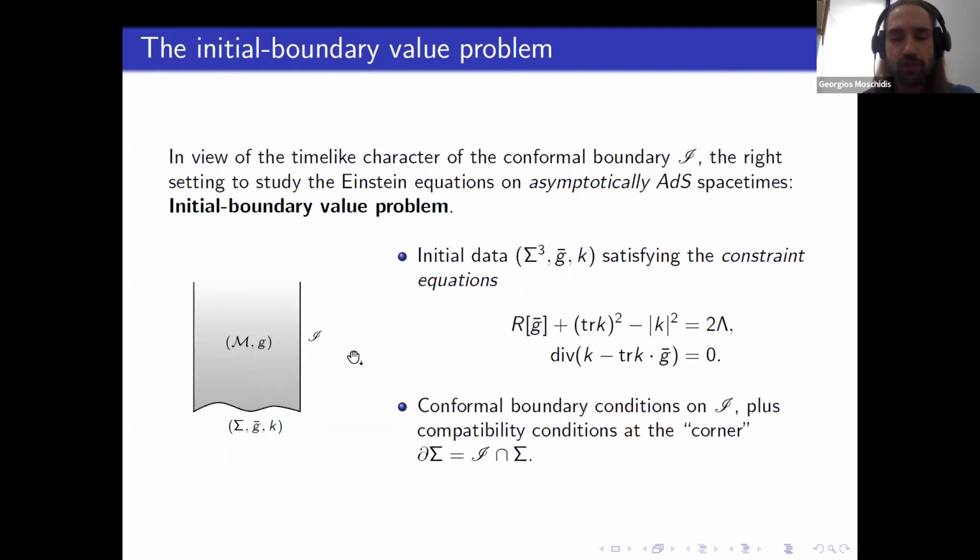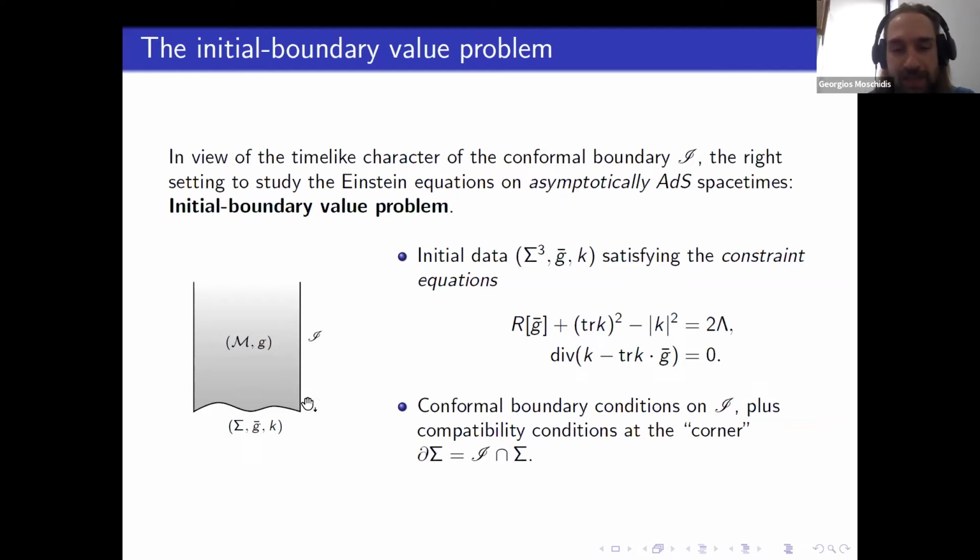For the next few slides, I'm just ignoring the presence of matter. I'm just looking at the vacuum Einstein equations. And moreover, we also have to prescribe boundary conditions at the boundary at infinity. Since this is a conformal boundary, these boundary conditions have to be prescribed in terms of the conformal geometry of that boundary at infinity.